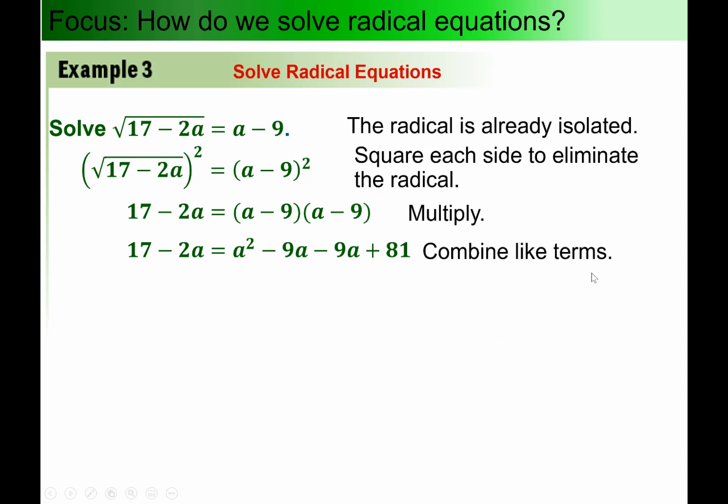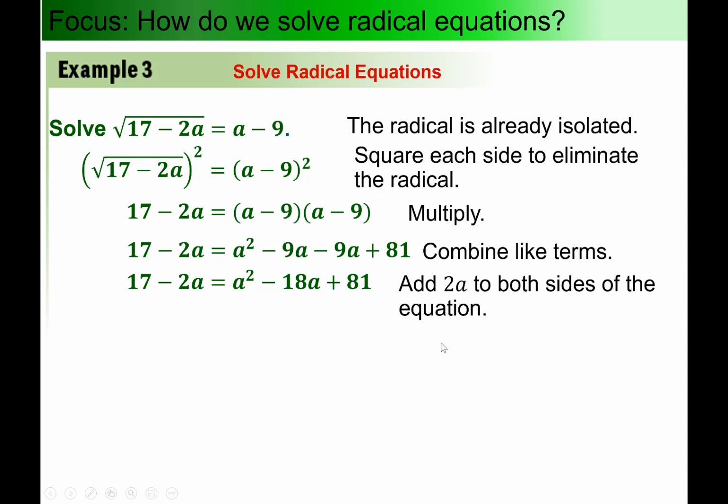We can combine like terms on the right side of the equation. So here we have our -9a and -9a becomes -18a. This is a quadratic function, so we're going to want one side of the equation to be set equal to 0. It's best if you have the squared term positive, so we're going to move both of these terms over to the right side of the equation. So I'm going to add 2a to both sides of the equation, and then I'm going to subtract 17 from both sides of the equation.